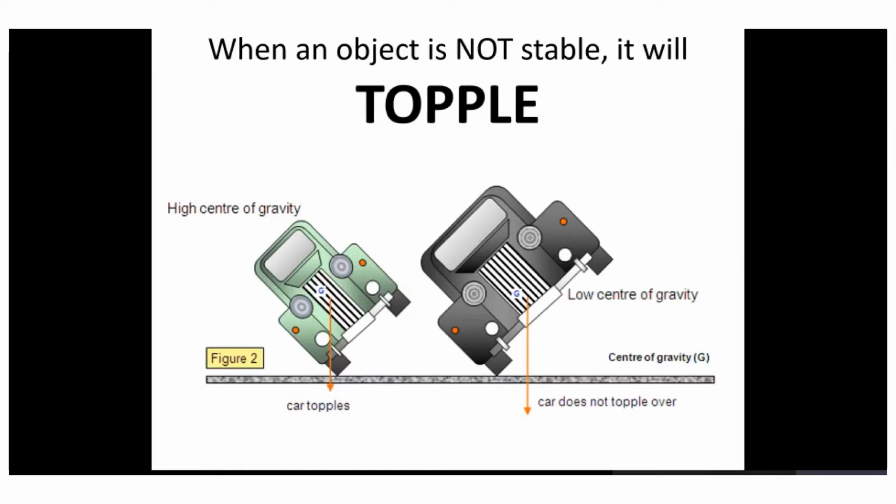All right. So let's talk about what happens when an object is not stable. We have what we call toppling that will occur. So literally, it will fall over, it will topple over. Objects that have high centers of gravity are going to be more susceptible to toppling.